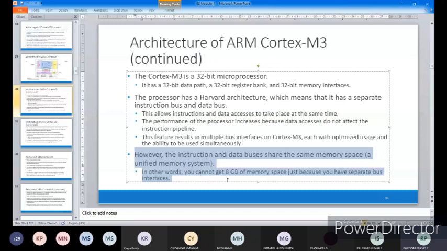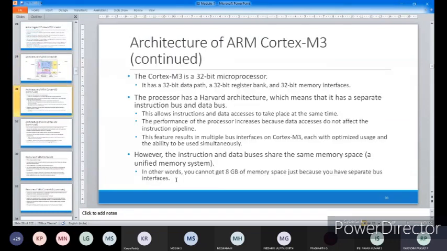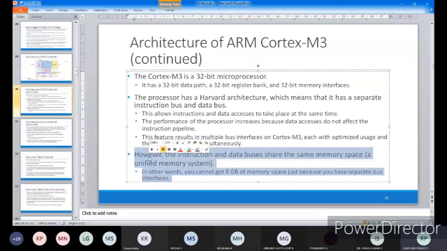In other words, you cannot get 8 GB of memory space just because you have a separate base interface. So here you can observe that the memory unit is common to instruction as well as data bus. So you should have that balance. If you give memory space only for data and you don't have any instruction, then what's the use? What will you do with that data? So it's of no use. So you should have a common balance between these things. That is what he is trying to tell us in this statement.